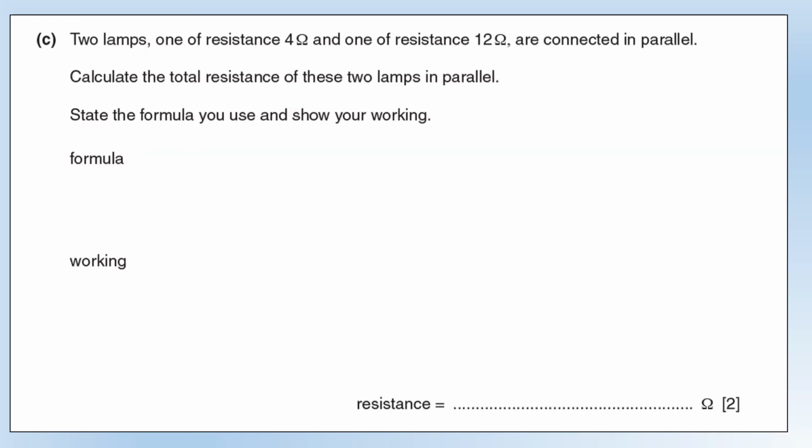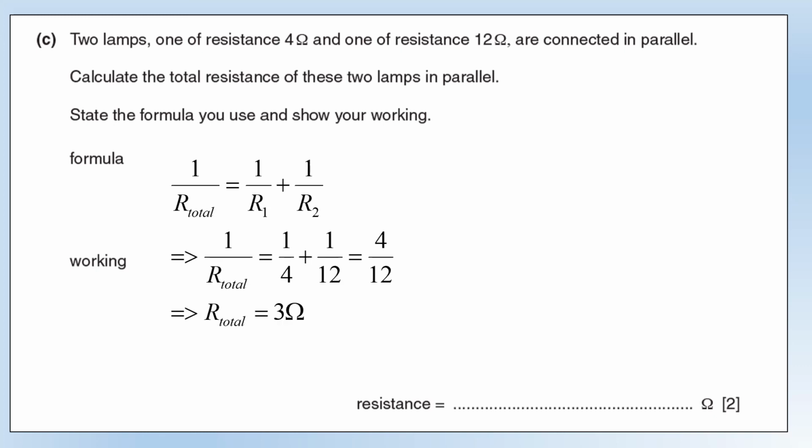So 2 lamps, one resistance 4 ohms and one resistance 12 ohms are connected in parallel. Calculate the total resistance of the 2 lamps in parallel. So we're going to need the reciprocal rule, or the 1 over rule, for resistors in parallel. We plug the numbers in. So 1/4 is equal to 3/12. So we get 1 over the total is equal to 4/12. Therefore, the total equals 3 ohms.